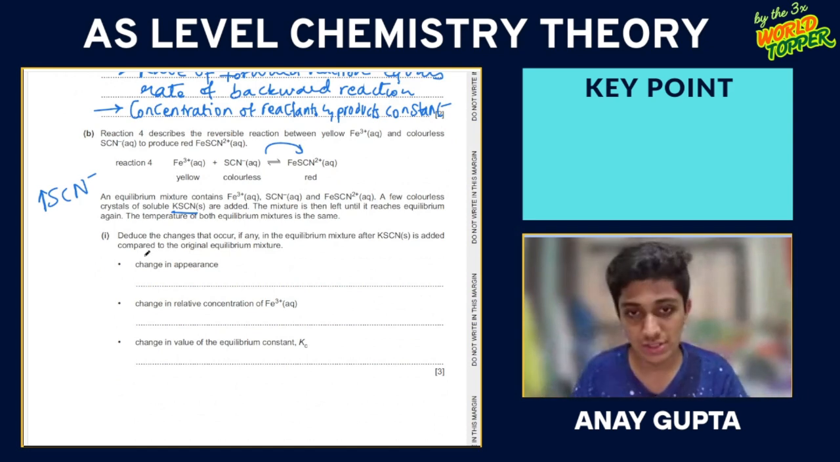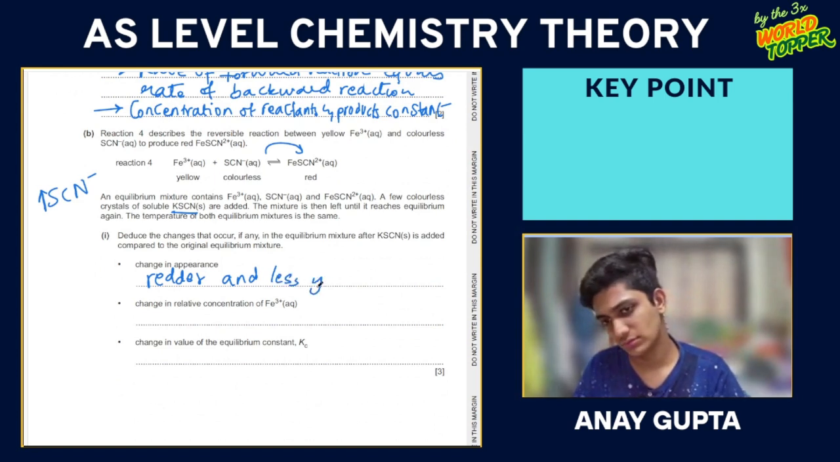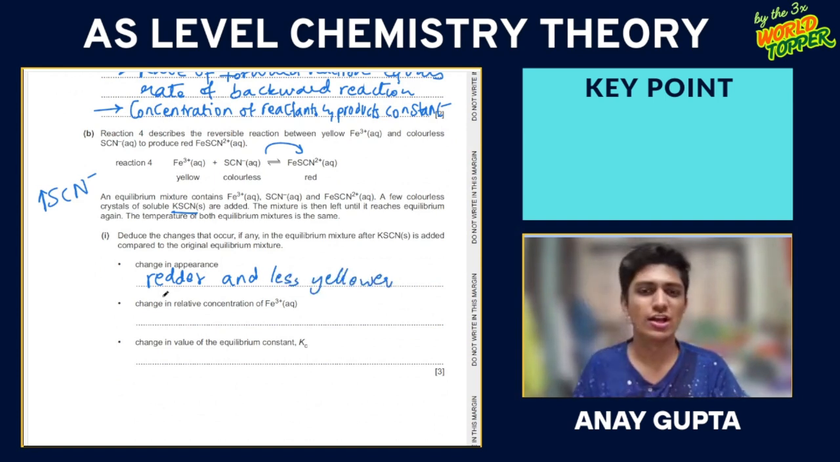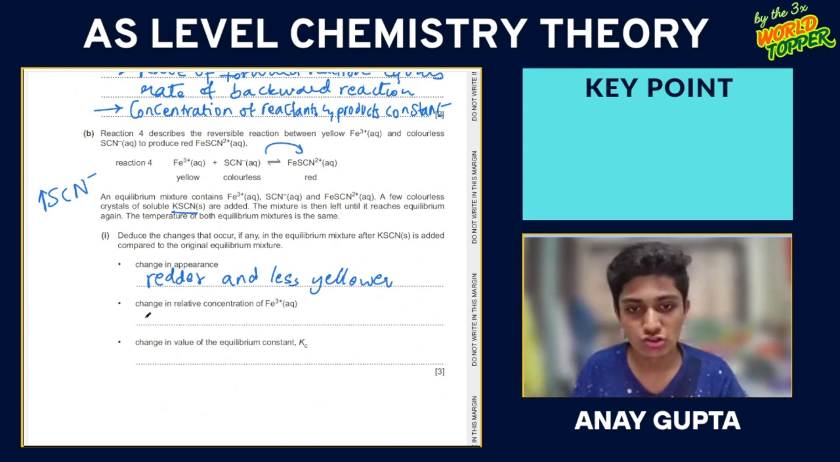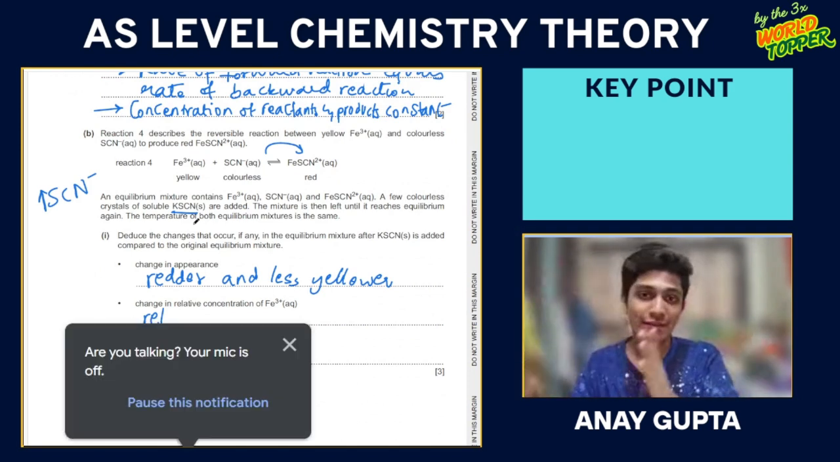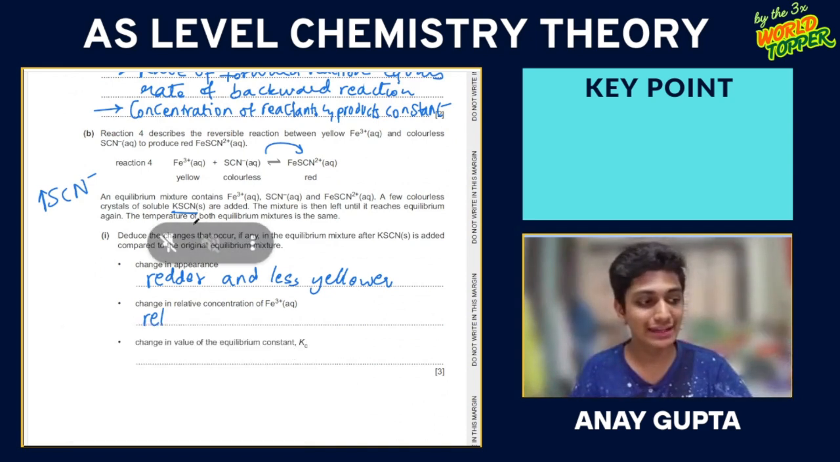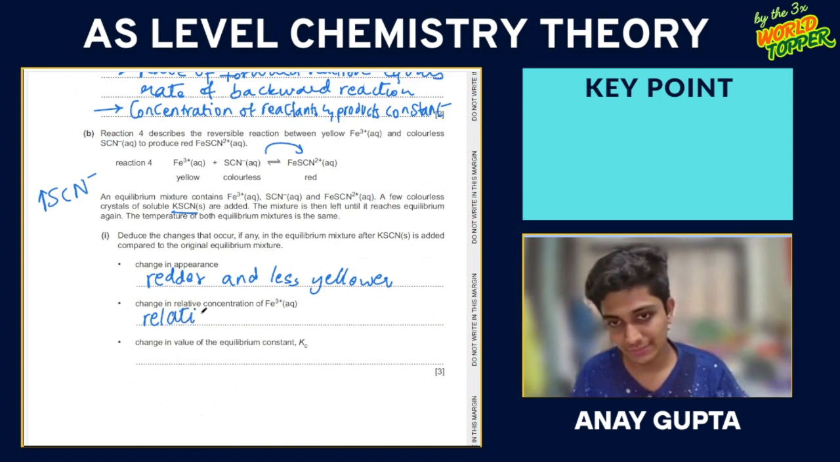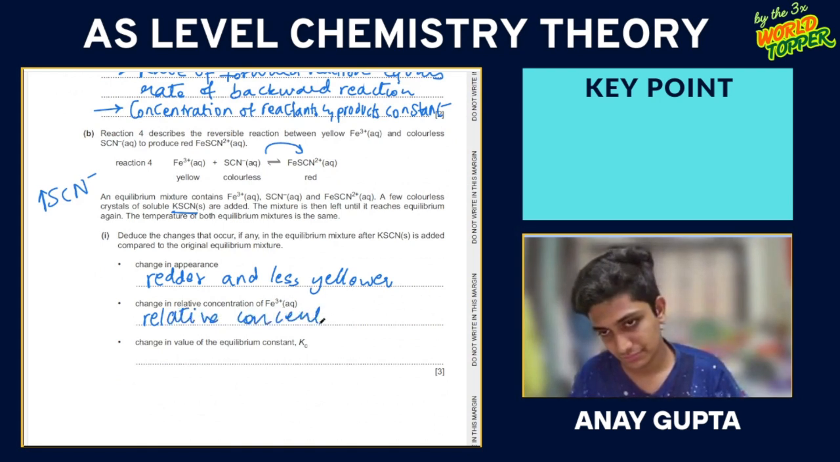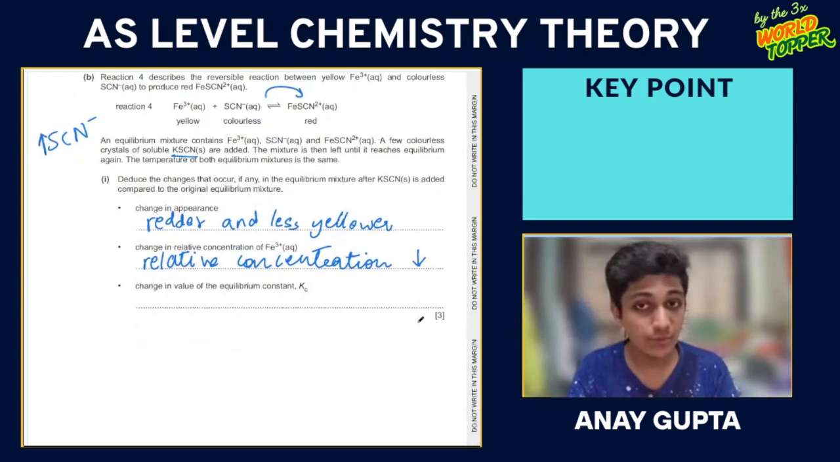So the change in appearance would mean that the solution is redder and less yellow. Change in relative concentration of Fe3+: the relative concentration decreases, because if the equilibrium is shifting to the right, that means more of the product is forming and the reactant concentration is decreasing. So the relative concentration, pardon my handwriting, decreases.